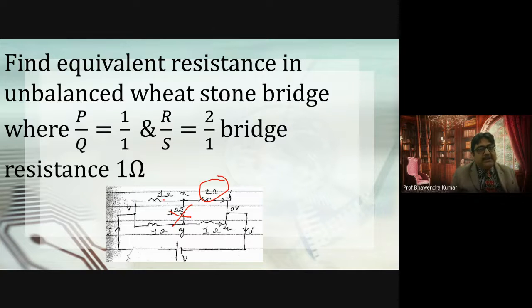If this resistance was also 1 ohm, then I will forget about this. These two will be in series, that is 2. These two will be in series 2. 2 and 2 in parallel, answer will be 1 ohm. End of the story. But here it is unbalanced.